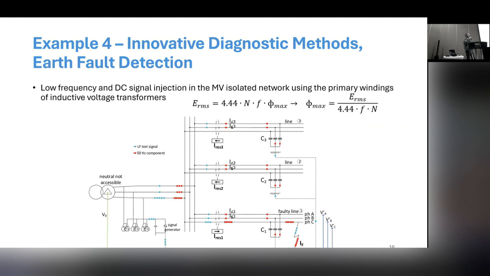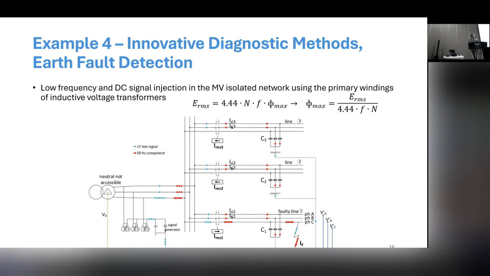So usually we perform trial and error. We disconnect one cable and see if we have zero sequence voltage. But that takes time, and that can also produce some overvoltages. The idea here was to use inductive voltage transformers, which we normally have in medium voltage networks, and basically inject a low frequency signal from a signal generator through the primary winding.